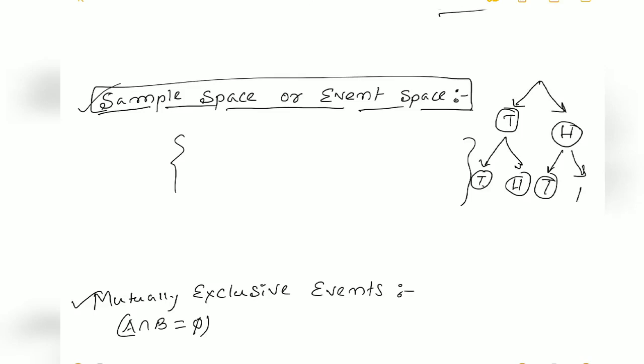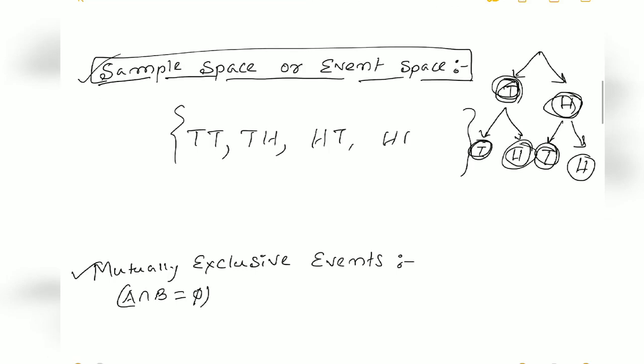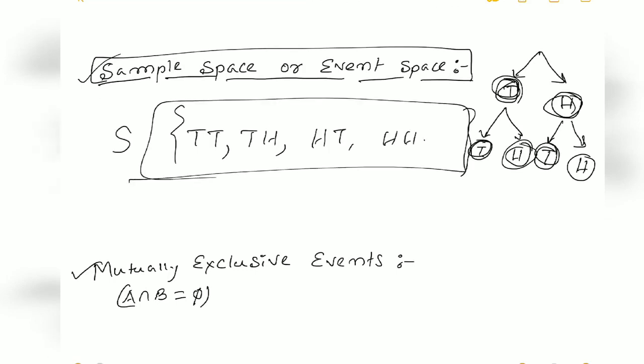Here also you can get tails as well as heads. So what are the outcomes? Tail and tail, this one can be an outcome. Again, tail and head, this one can be an outcome. The third outcome is head and tail, and head follows. So this is known as the sample space.